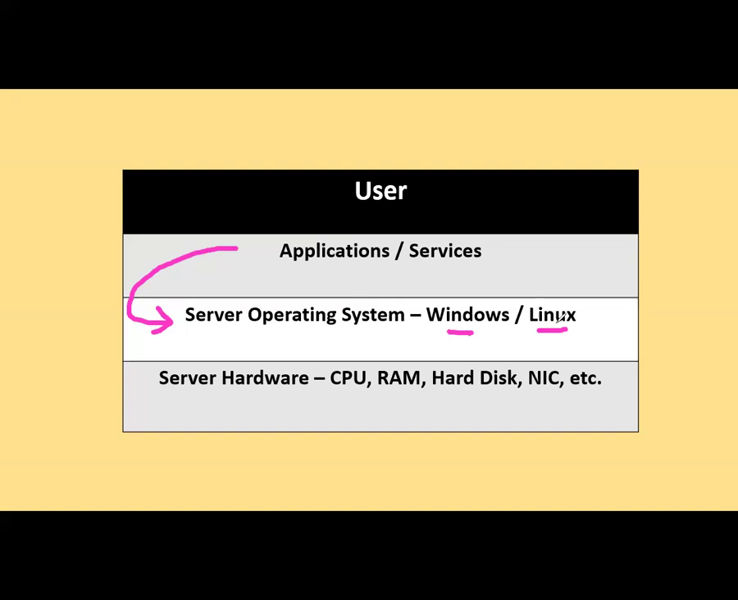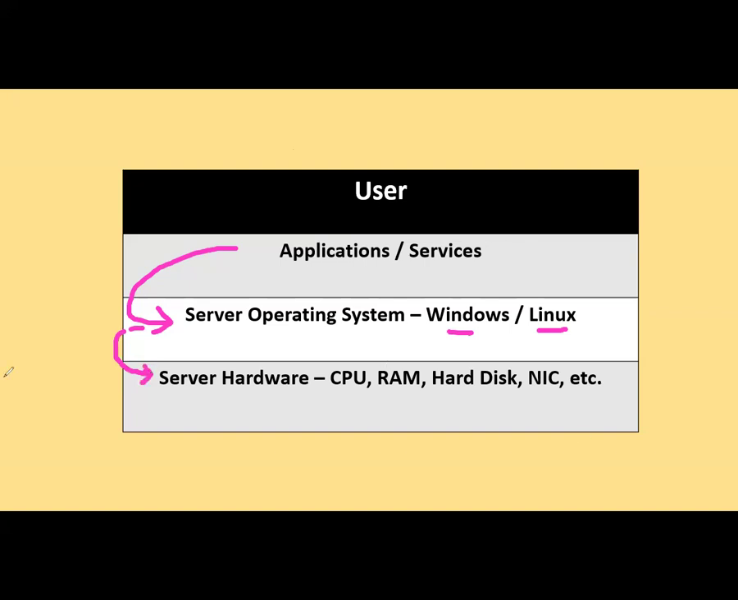Just go to the internet and analyze. 97 to 98% of servers are either Windows servers or Linux servers. Just go to any company, 97 to 98% of servers are either Windows servers or Linux servers. This is such a big thing, my friend. Now the application is running on the server operating system and the server operating system is running on our hardware.